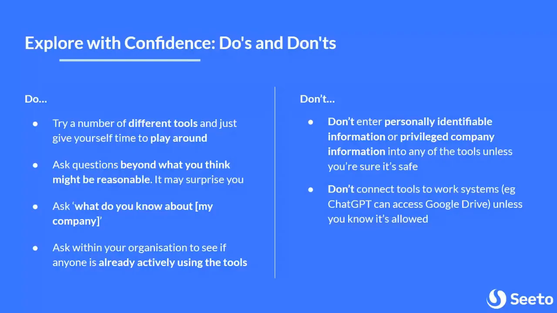If you're curious about how you might use it in the context of your work and you're a little bit cautious about putting your own information in, one of the nice ways that you can get around not putting your own privileged company information in is to ask, what do you know about my company? So we might ask, what do you know about Seeto? And then you can ask it with that information, what should Seeto's strategy be, and see what it comes out with.